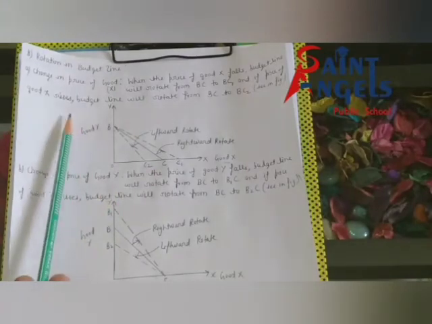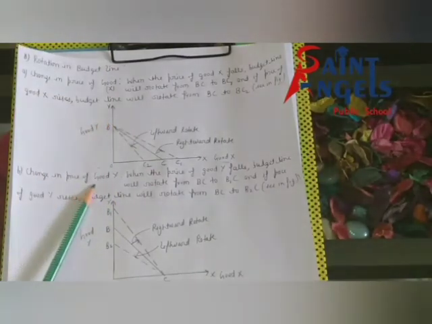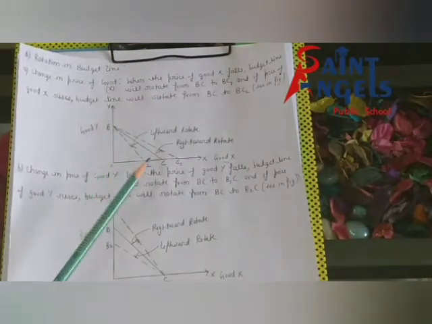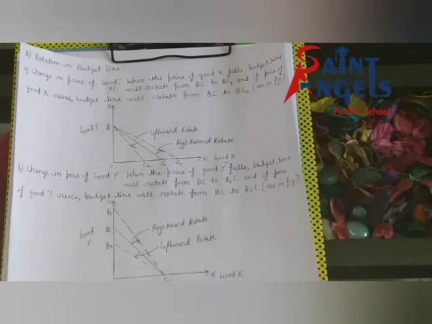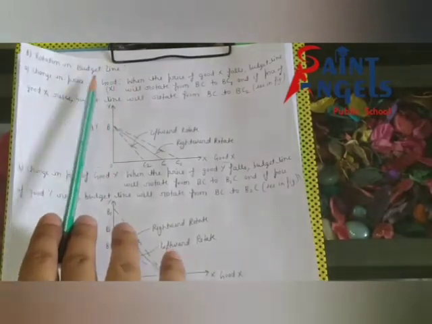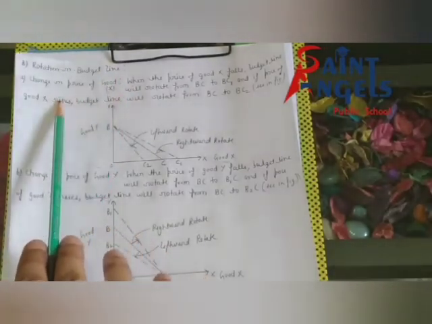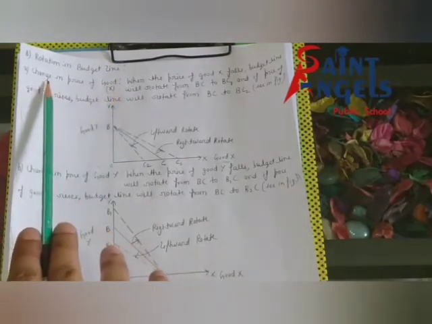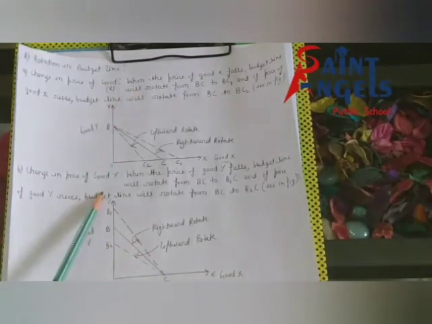Rotation in the budget line has two parts: change in price of good X and change in price of good Y. Change in the budget line has two parts: shift in the budget line and rotation in the budget line. Shift in the budget line has two parts: first, change in income while prices remain constant; second, change in price of both goods while income remains constant. And the second part of change in the budget line is rotation, with change in price of good X and change in price of good Y.